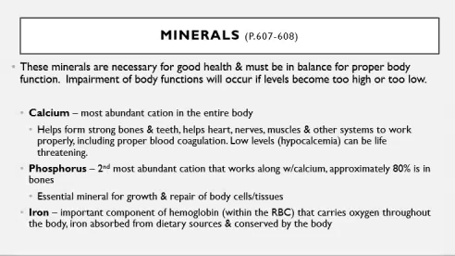The last one on this slide is iron. Iron is a very important component of hemoglobin, and you'll find your hemoglobin within the red blood cells of the body. Iron helps carry oxygen throughout the body, and iron is absorbed through dietary sources, or things that we eat, and iron is conserved by the body.